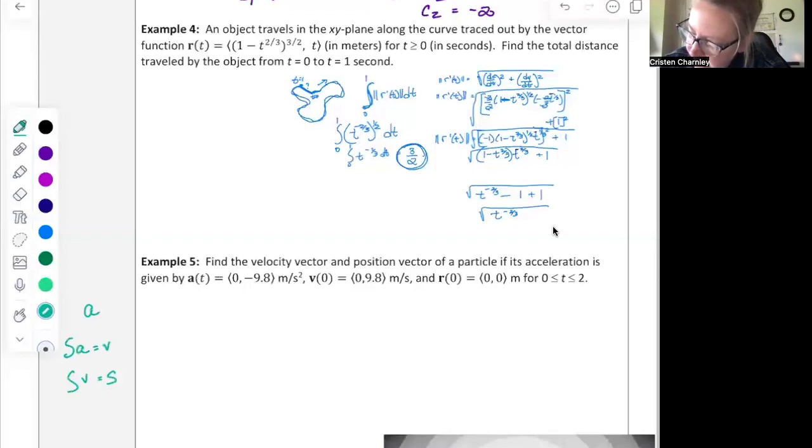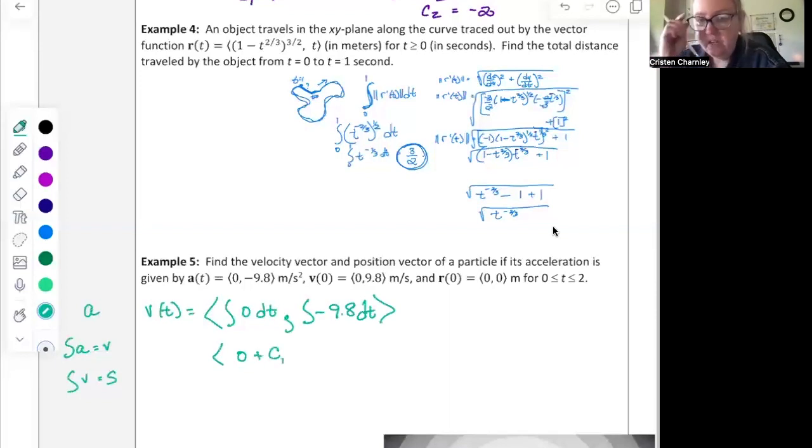So our velocity vector, v of t, is going to be the integral of the acceleration vector. So we'll integrate 0, and we will also integrate -9.8. The antiderivative of 0 is a constant, c1. For negative 9.8, the antiderivative is going to be negative 9.8t, plus a second constant of integration.